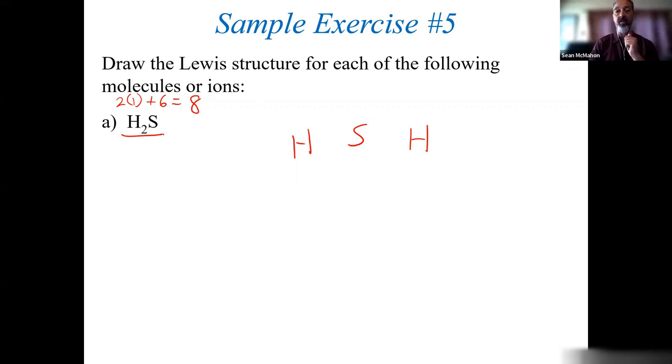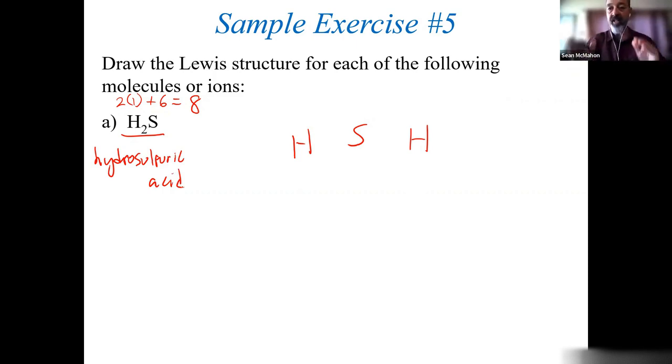Why is it covalent? Non-metal, non-metal. Can we be more specific? Yes, it's binary covalent. Can we be even more specific? Yes, it's a binary acid. How do I know it's an acid? It has hydrogen and a non-metal, and it's binary. Could I name this? Binary acids have the hydro prefix. This is hydrosulfuric acid. So we learned about this, but now we're going to draw the structure.